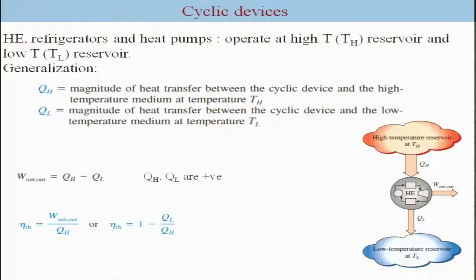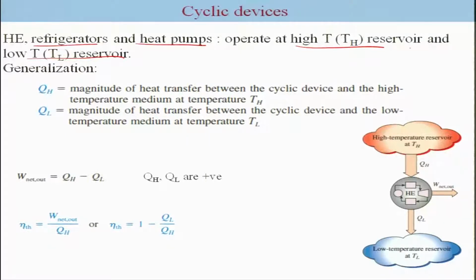Now, in addition to the heat engine, you have other cyclic devices, and these are refrigerators and heat pumps. Particularly, refrigerators and heat pumps operate between a high temperature reservoir and a low temperature reservoir. So, in addition to heat engines, refrigerators and heat pumps are also part of the cyclic devices which operate at a high temperature reservoir and a low temperature reservoir.